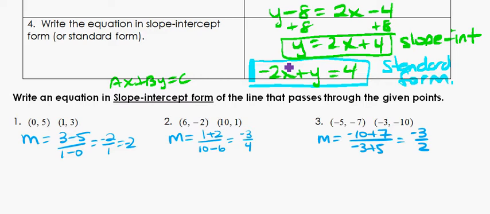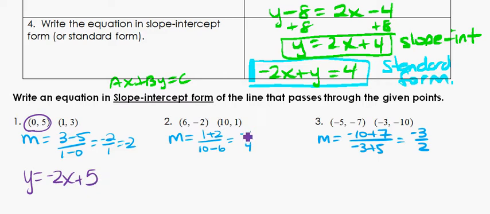Welcome back. So for each of these equations, we've been able to find the slope. In example 1, or problem 1, one of the points they give us is the y-intercept. So we can simply jump to slope-intercept form with y equals our slope of negative 2x, and then our b value plus 5.